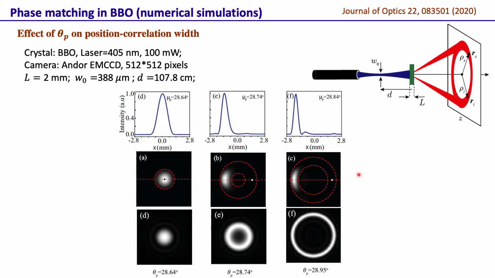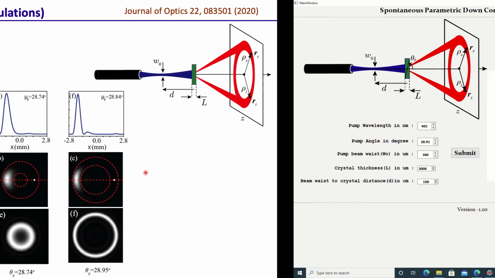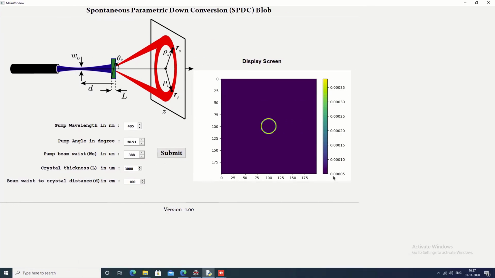So this is what we have for phase matching. We have also written a phase matching program in the lab. This is just to get a feeling of how the phase matching works, and it is a simple program that I have in my lab. Here we can change the different parameters and see how the rings actually change.